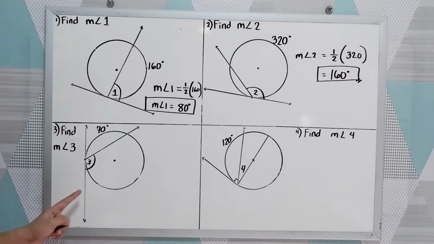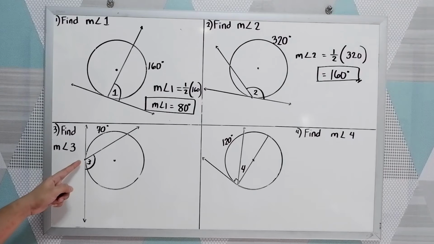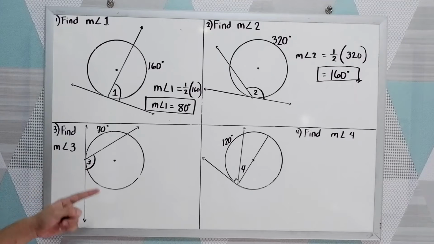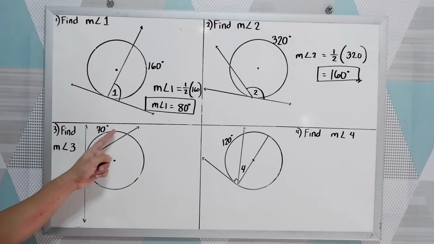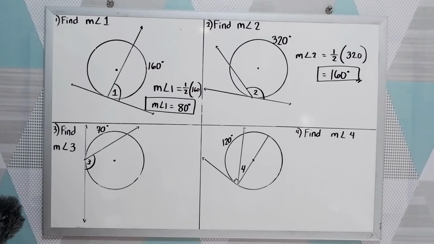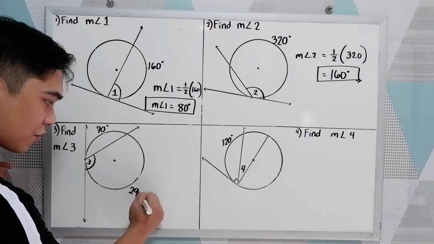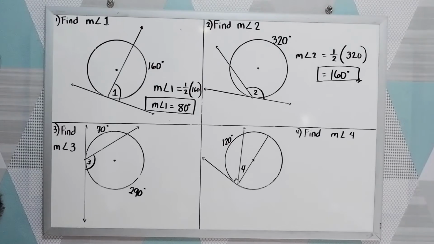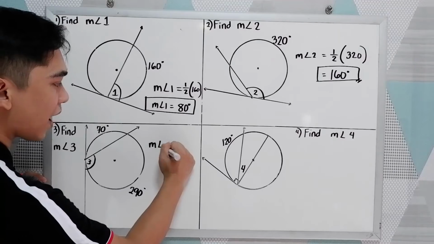Next, find the measure of angle 3. So angle 3 is located here. It is half of our intercepted arc. If you notice, our intercepted arc here is unknown. So we need to find our intercepted arc first. We know that one revolution is equal to 360. So 360 minus 70 will give us 290 degrees. Let us check: 290 plus 70, that is 360. One revolution.